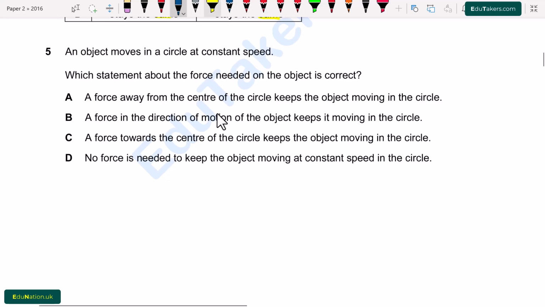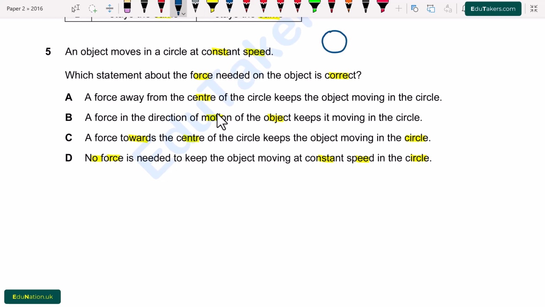Question number 5. An object moves in a circle at constant speed. Which statement about the force needed on the object is correct? Option A, a force away from the center of the circle keeps the object moving in the circle. B, a force in the direction of the motion of the object keeps it moving in the circle. C, a force towards the center of the circle keeps the object moving in the circle. D, no force is needed to keep the object moving at a constant speed in the circle. So here first of all, the object is moving in a circular path.